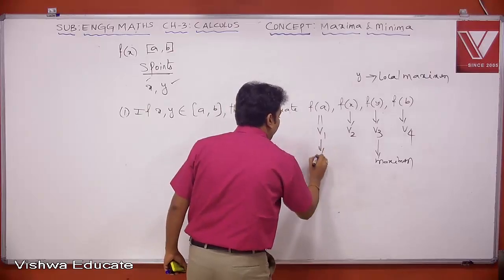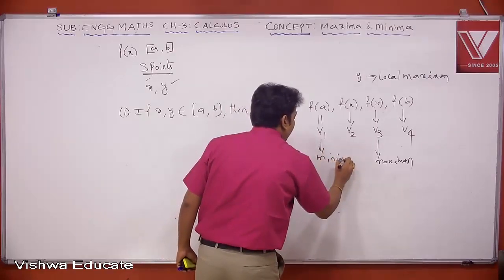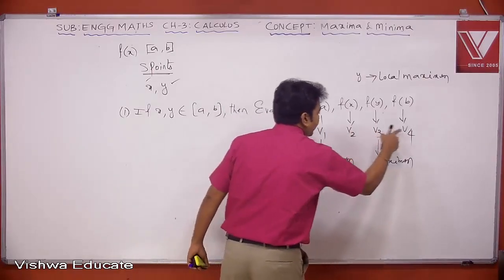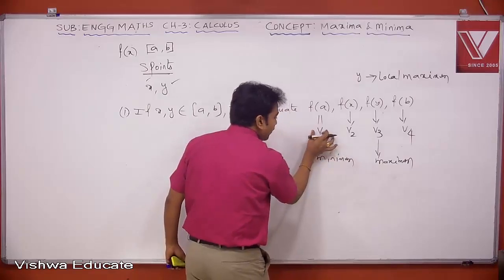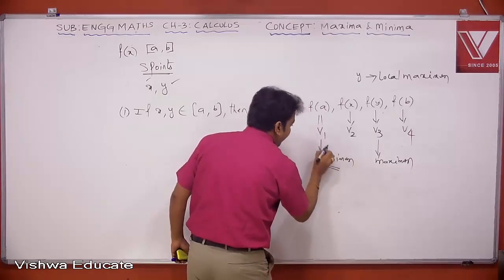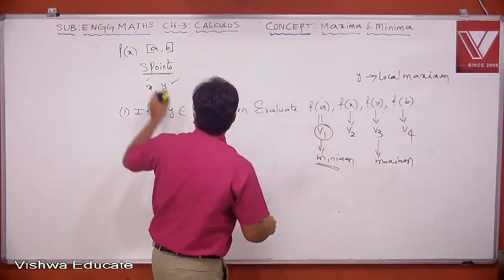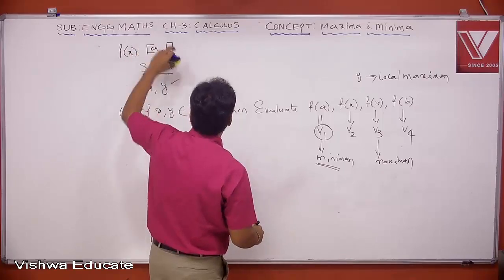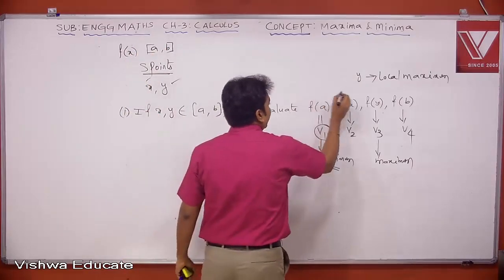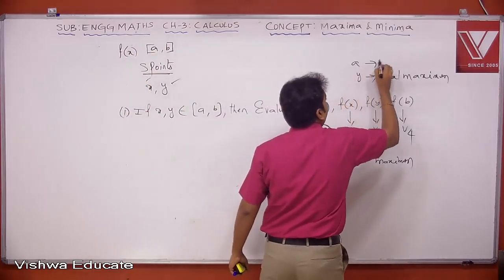Suppose this value is minimum. Among v1, v2, v3, v4, if v1 is minimum, then this v1 is the minimum value of the function f of x in the overall domain a comma b, and in that case this point becomes a local minimum.